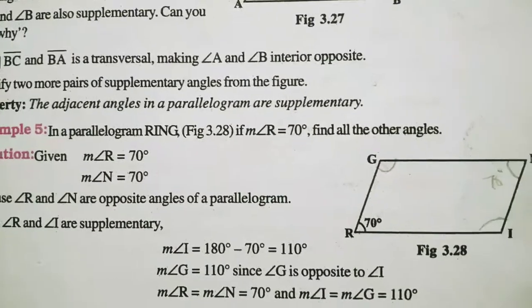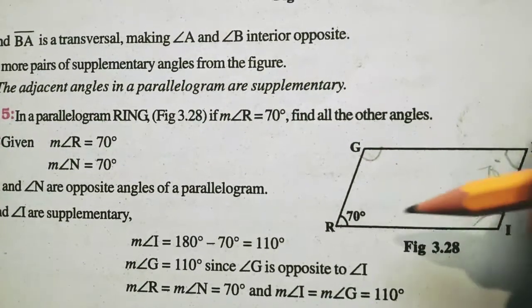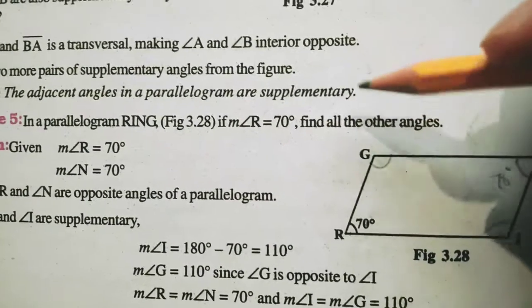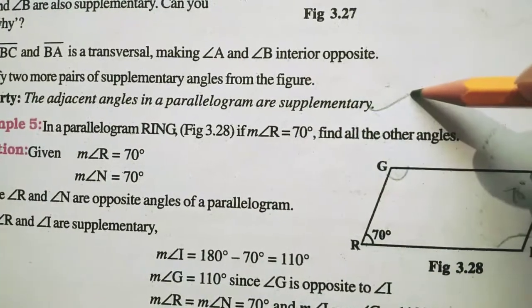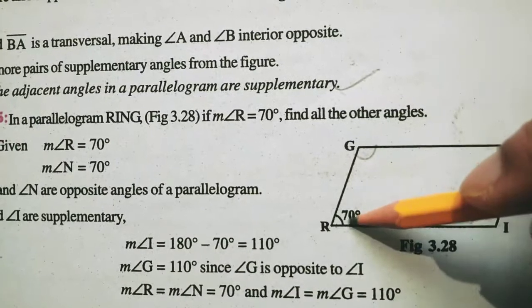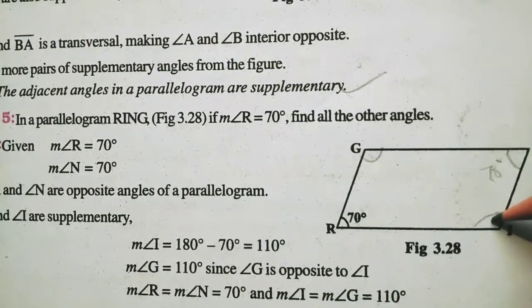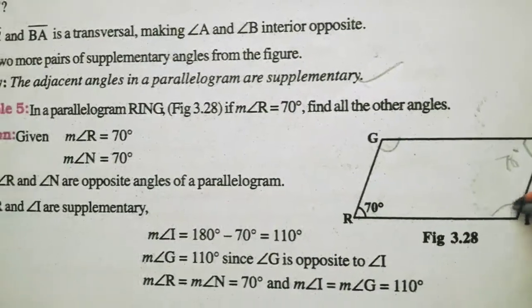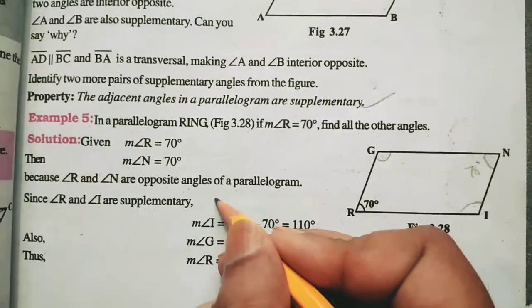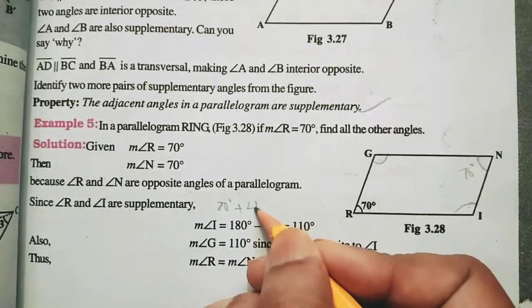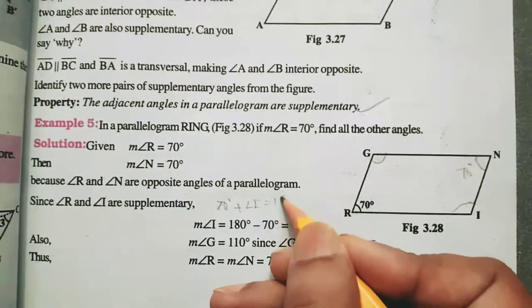So how can you find this angle? Suppose I will find this angle I. So what is the property? Now we have seen the property is the sum of adjacent angles is supplementary. That means 70 degree plus angle I equal to 180 degree. Understood? So how can you write it? You can write like this: 70 degree plus angle I equal to 180 degree.